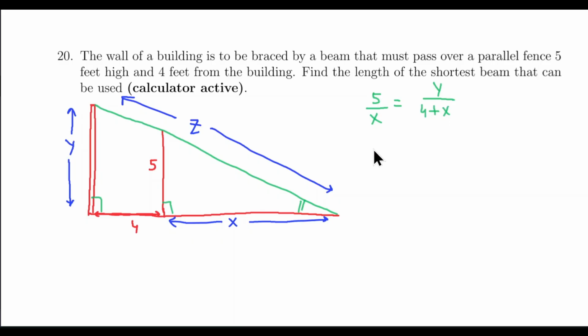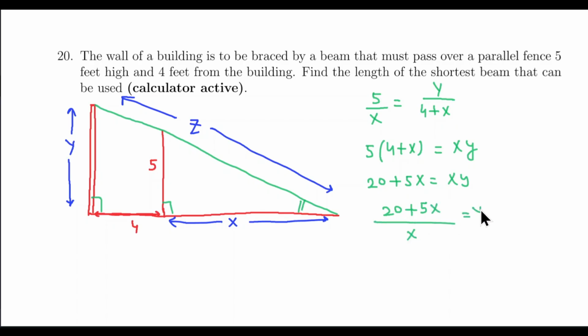Be careful. So cross multiply. 5 times 4 plus x is equal to xy, I think. So 20 plus 5x is equal to xy, which means that 20 plus 5x over x is y. So I got that. Now, what is z? Z that we have to optimize.